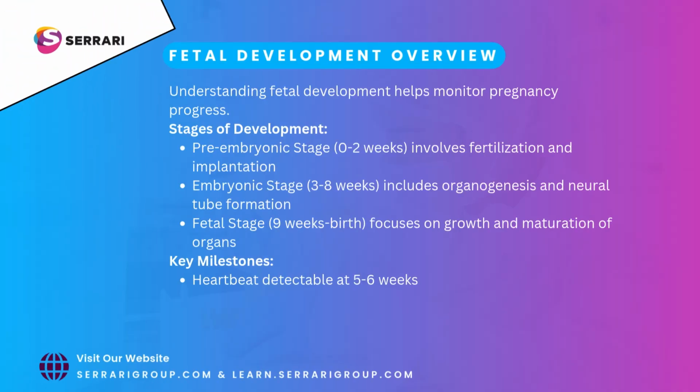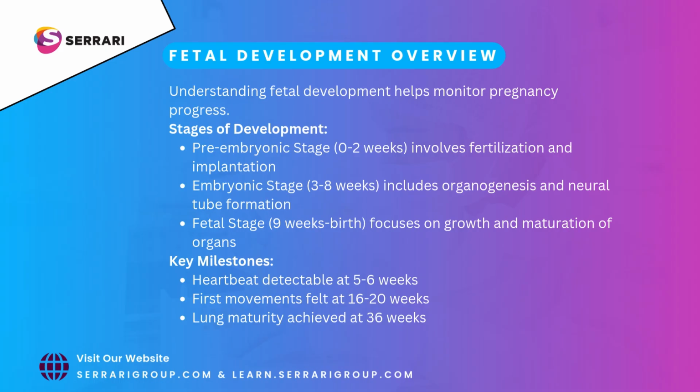Fetal development overview. Understanding fetal development helps monitor pregnancy progress. Stages of development. Pre-embryonic stage, 0 to 2 weeks, involves fertilization and implantation. Embryonic stage, 3 to 8 weeks, includes organogenesis and neural tube formation. Fetal stage, 9 weeks to birth, focuses on growth and maturation of organs. Key milestones. Heartbeat detectable at 5 to 6 weeks. First movements felt at 16 to 20 weeks. Lung maturity achieved at 36 weeks.